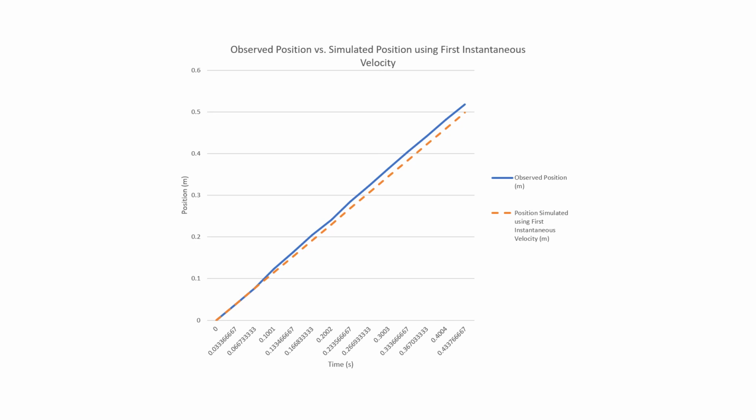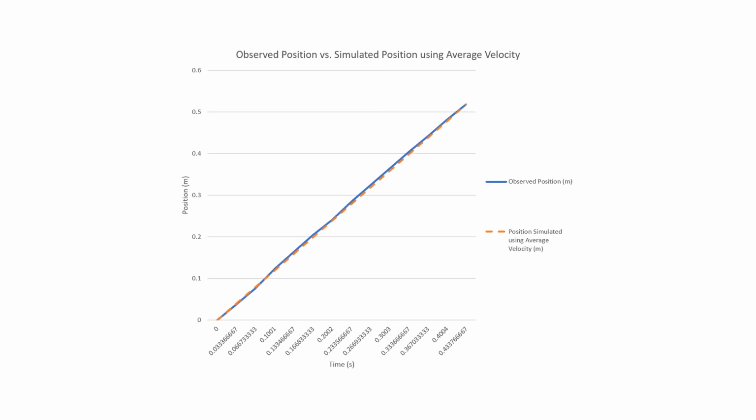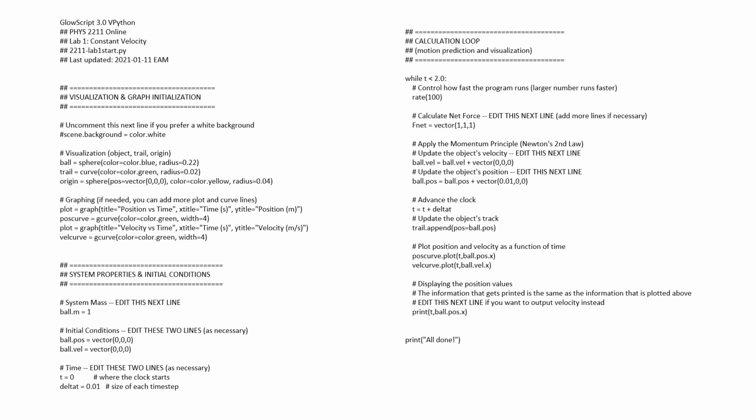Here we compare the actual motion of the object with the motion simulated using the first instantaneous velocity. And here we compare the motion of the real object with the motion of the object simulated using the average velocity. We can see a very strong correlation in both of these examples, with the predicted and the observed almost identically matching. I'd like to thank you for watching and leave you with my glow script code.